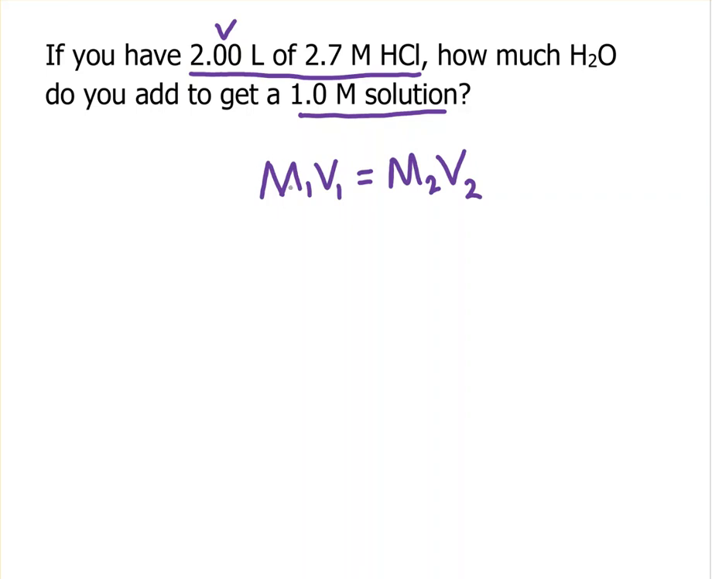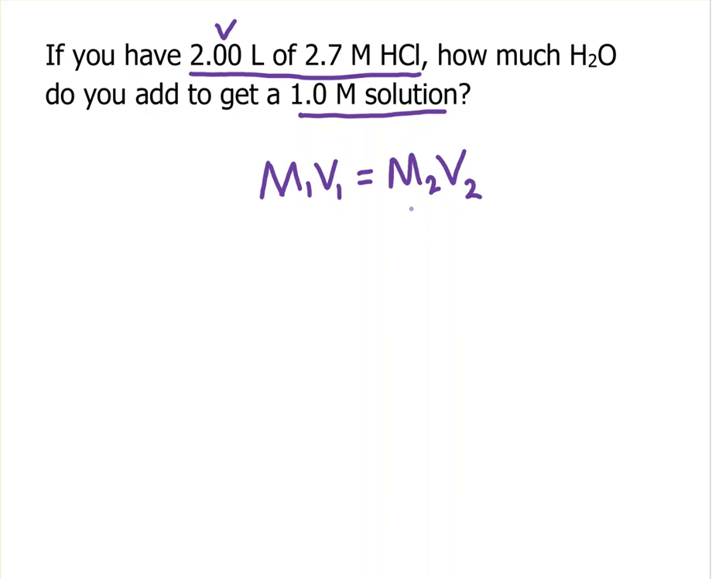Where M1 and V1 are the molarity and volume before you add the water, and the M2 and V2 are the molarity and volume after you add the water. So that's like a total volume, V2. So we can plug into that. When we do this, the units for volume can be anything as long as they match.